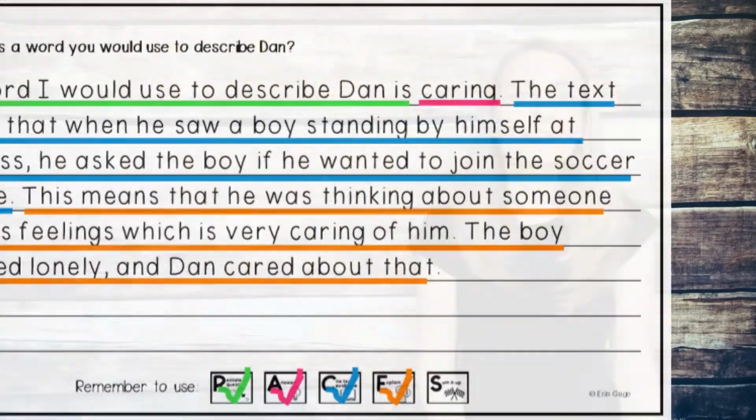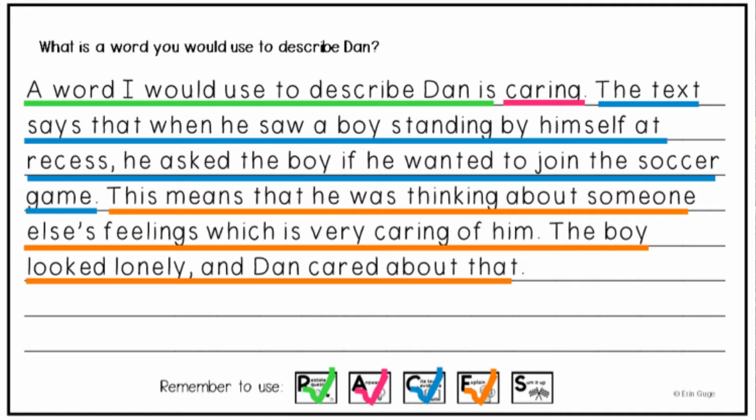Let's take a look at this sample answer with the R, A, C, and E parts, and then we'll decide on the best closing. The question says, what is a word you would use to describe Dan? A word I would use to describe Dan is caring. The text says that when he saw a boy standing by himself at recess, he asked the boy if he wanted to join the soccer game. This means that he was thinking about someone else's feelings, which is very caring of him. The boy looked lonely, and Dan cared about that.